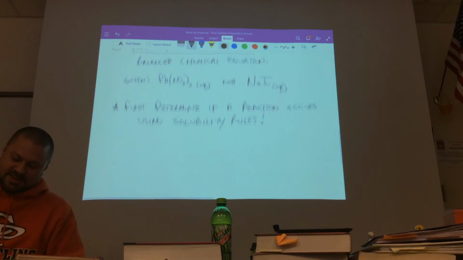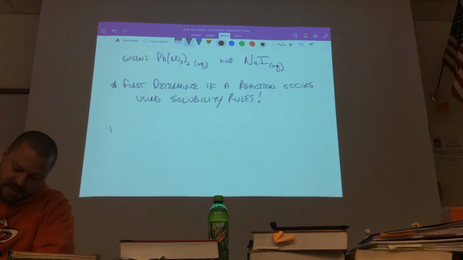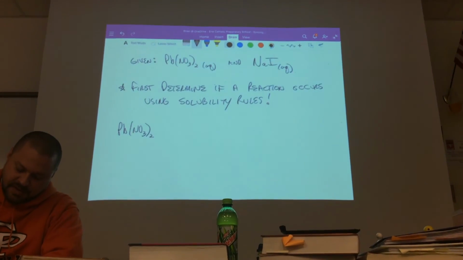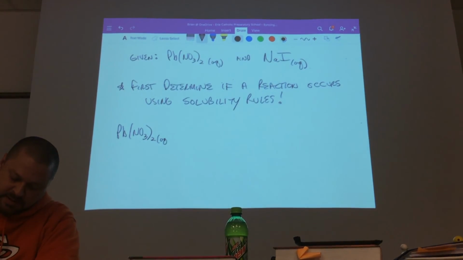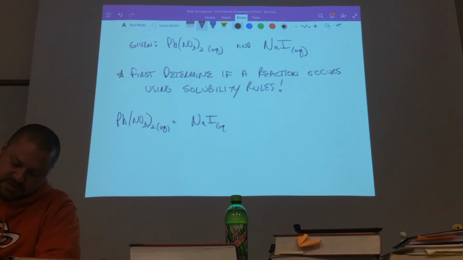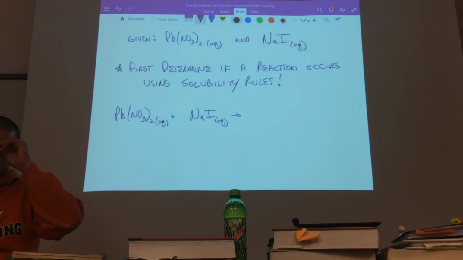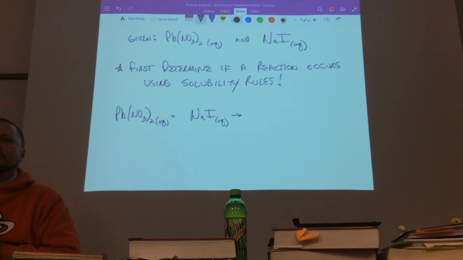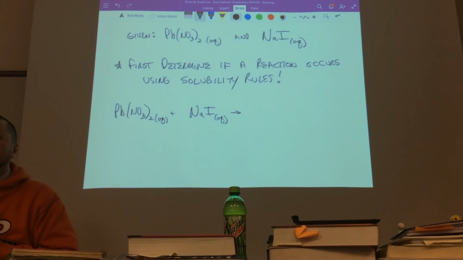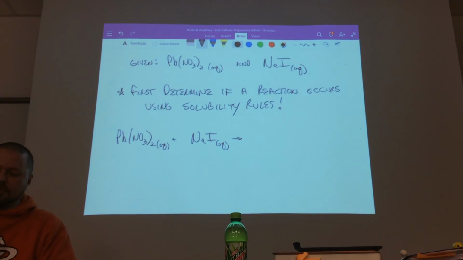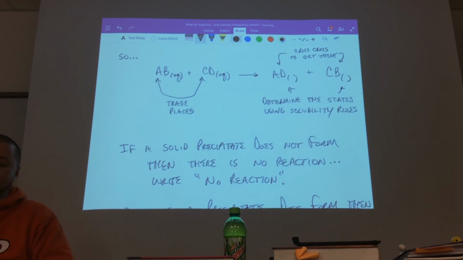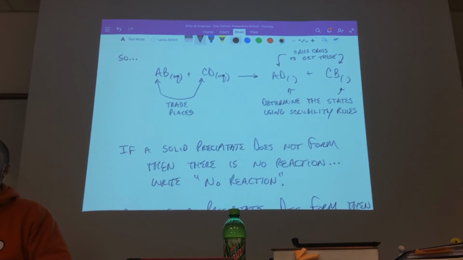Yeah. All right, so I got my Pb(NO3)2 aqueous, plus my NaI aqueous. Now, how do I figure out what my products are? A process that you should know how to do already? Okay, you're going to do a dissociation reaction. We're getting there. How do we get A and B and B and C?